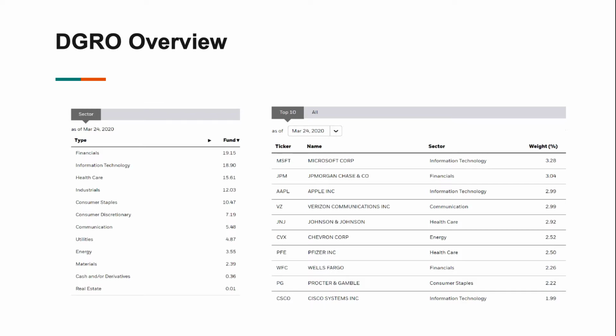For DGRO, we can see the biggest sectors are financials, information technology, healthcare, industrials, and consumer staples, with the biggest names being ones we can also see in the higher section of the S&P 500, like Microsoft, JP Morgan, Apple, Verizon, Johnson & Johnson.